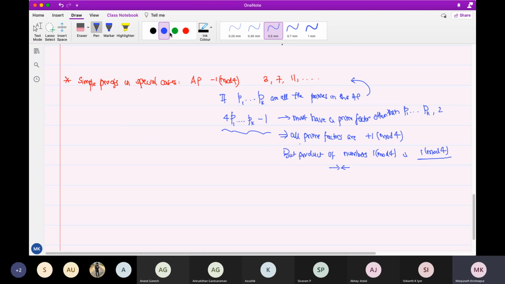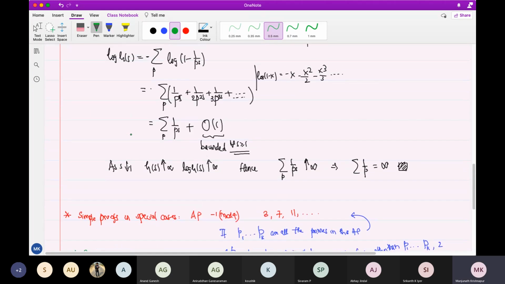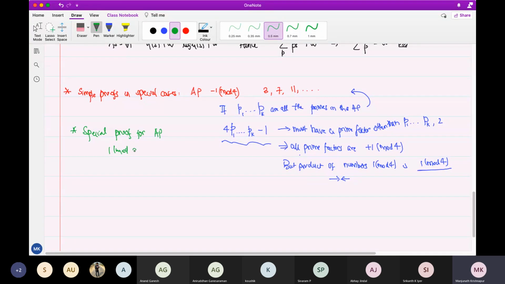So what I read, I don't know this particular proof. Apparently there is some special proof like this, not like Euclid, but a special proof using some basic algebra for an AP of the form 1 mod, what is the divisor I used to take? 1 mod D, let's say. So for 1 mod D, it is okay. For A mod D, there isn't.